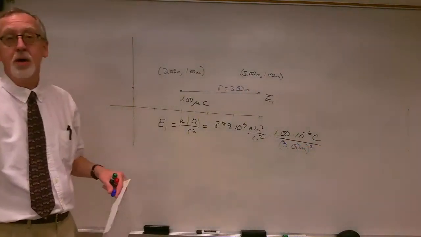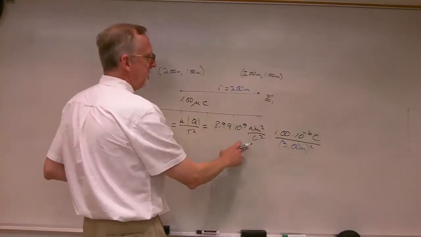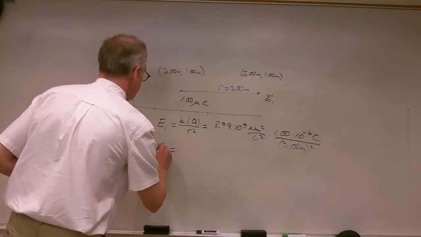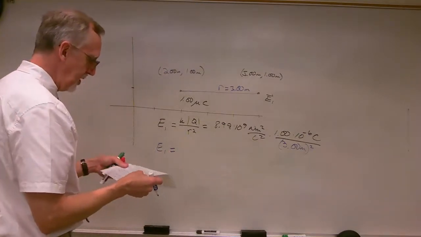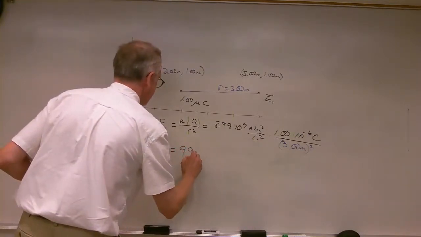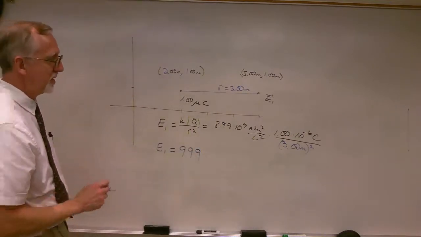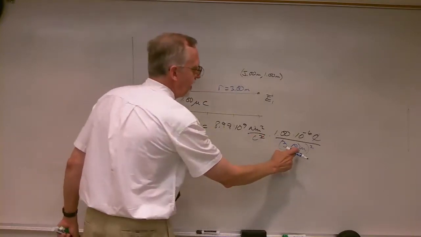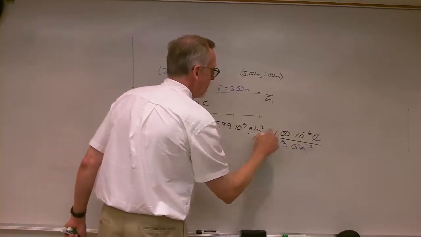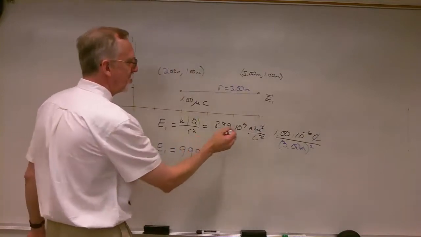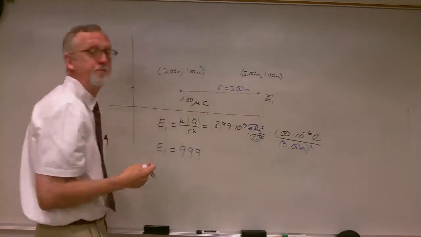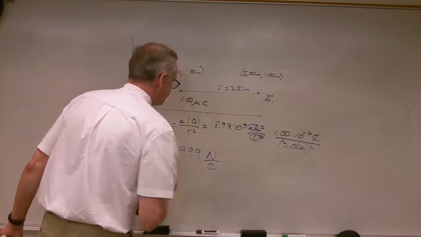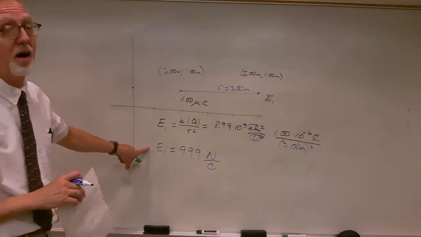There we go. So we just take 8.99 times 10 to the 9th times 1 times 10 to the minus 6 divided by 3 squared, and what do we get? We get a magnitude of E1, which is 999. And let's look at the units. We've got a coulomb up here. That cancels with one of these down here. Meters squared cancels with meters squared, and what are we left with? Newtons per coulomb. Well, that's exactly what we thought the units of electric field should be, newtons per coulomb. There we go. We've got the magnitude of the electric field.